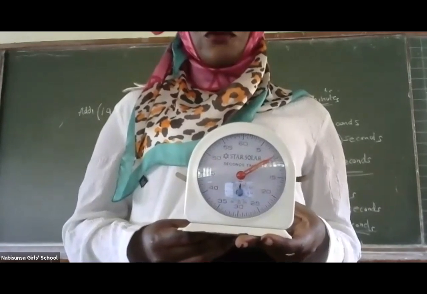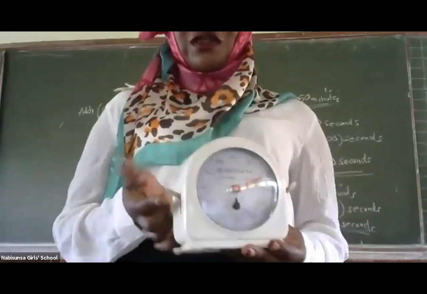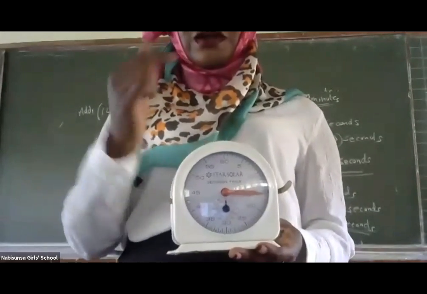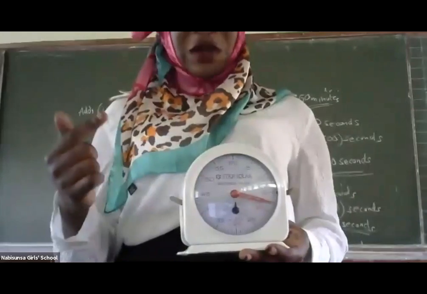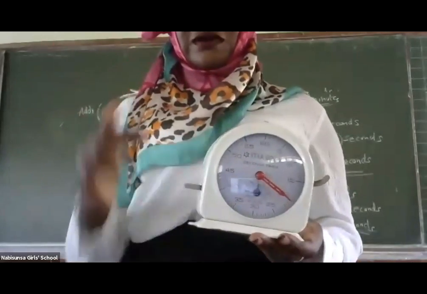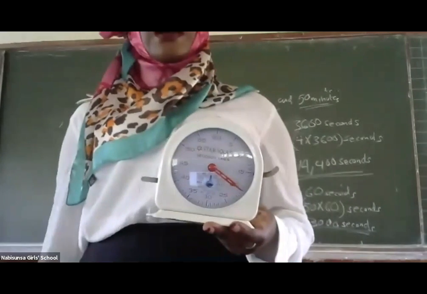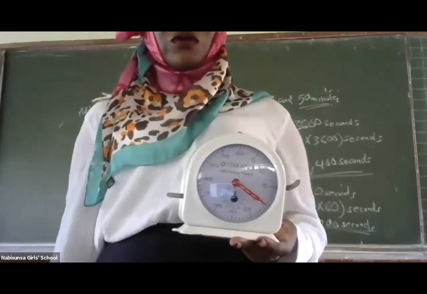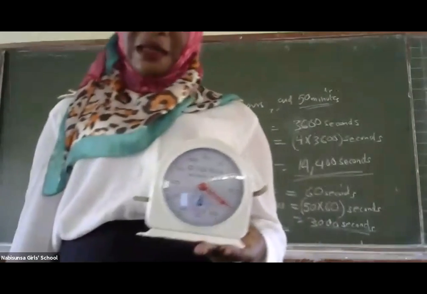Are you seeing the hand moving? It's because I've started it. The moment I take it up, it starts moving. If I stop, I take it down like this, and my hand stops. Are you seeing the red hand that it has? So when it stops, you then read that time.